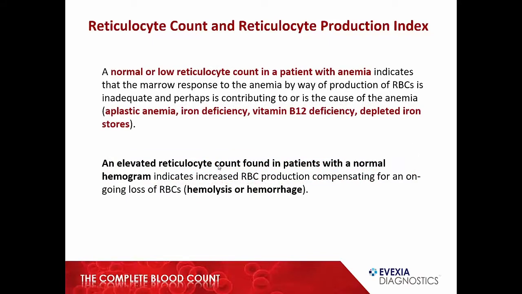So after using the correction formula, if the count is normal or low in a patient with anemia, that's going to indicate that the marrow response to the anemia by way of production of the RBCs is inadequate and perhaps is contributing to or is the cause of the anemia. Now, on the other end of the spectrum, an elevated reticulocyte count found in patients with a normal hemogram indicates that the increased RBC production is compensating for an ongoing loss of RBCs, most likely due to hemolysis or blood loss.